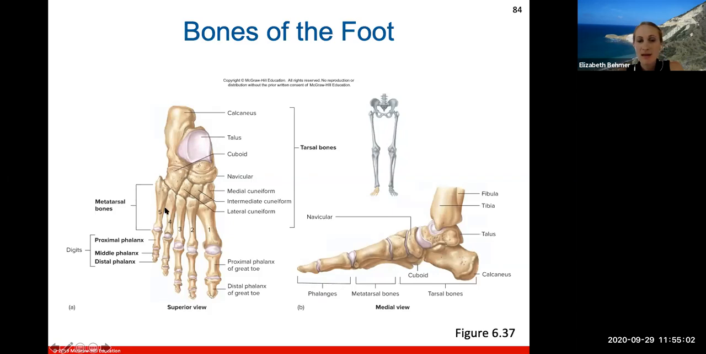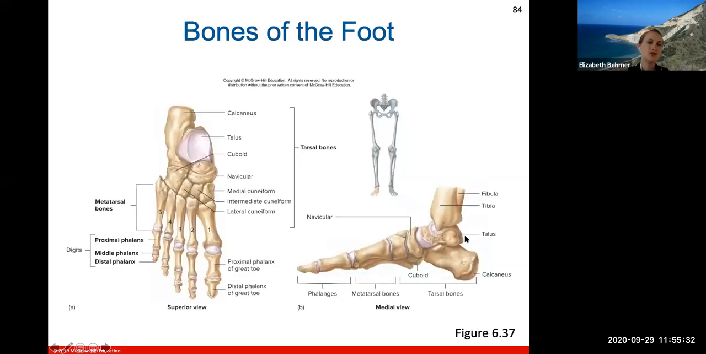And then the metatarsals are shown here in the sole of the foot. And then you have proximal, middle, and distal phalanges or phalanxes as a part of your digits. And again, just like your thumb, your big toe only bends in 2 places. So like the thumb, your big toe only has a proximal and distal phalanx, but the other 4 toes have proximal, middle, and distal phalanxes.